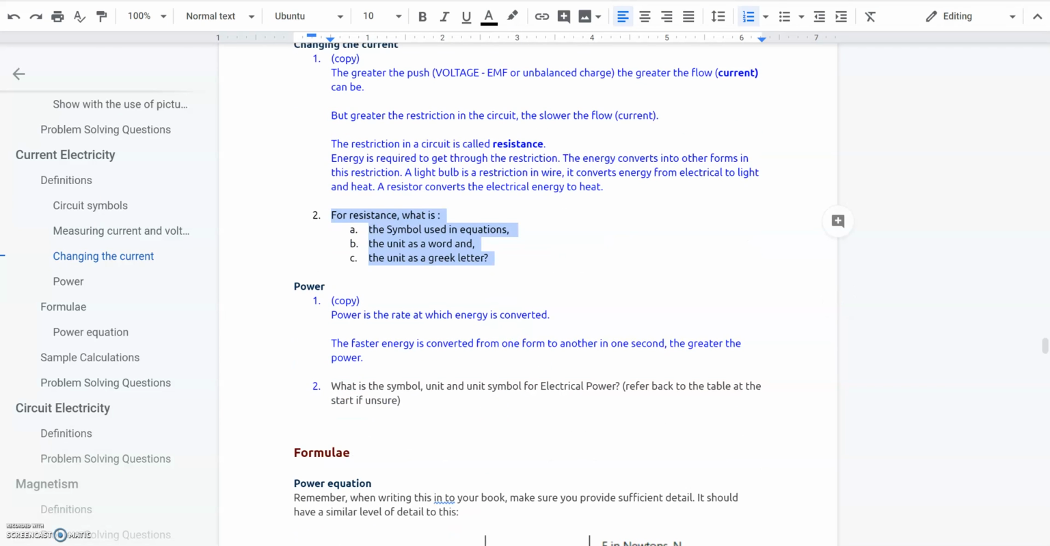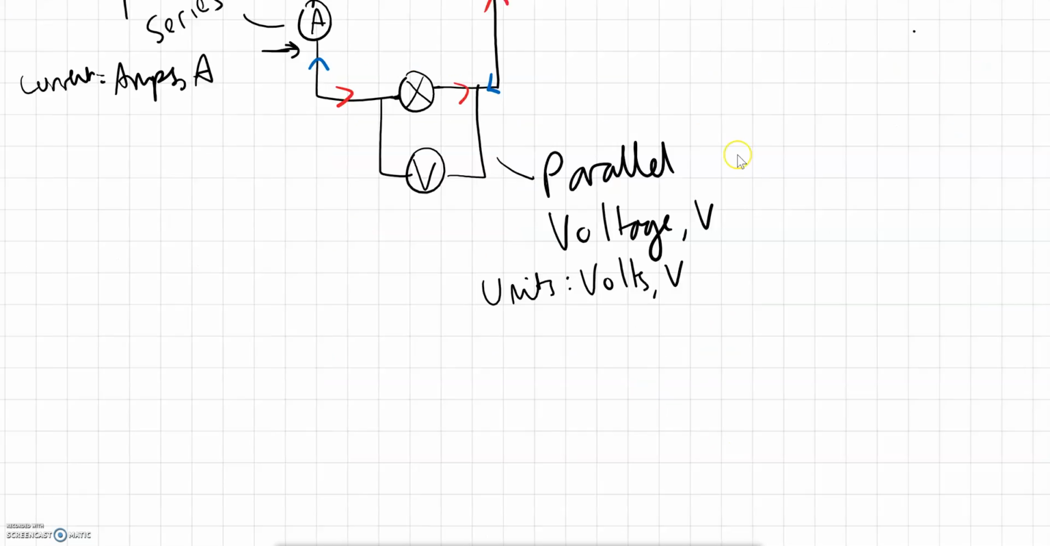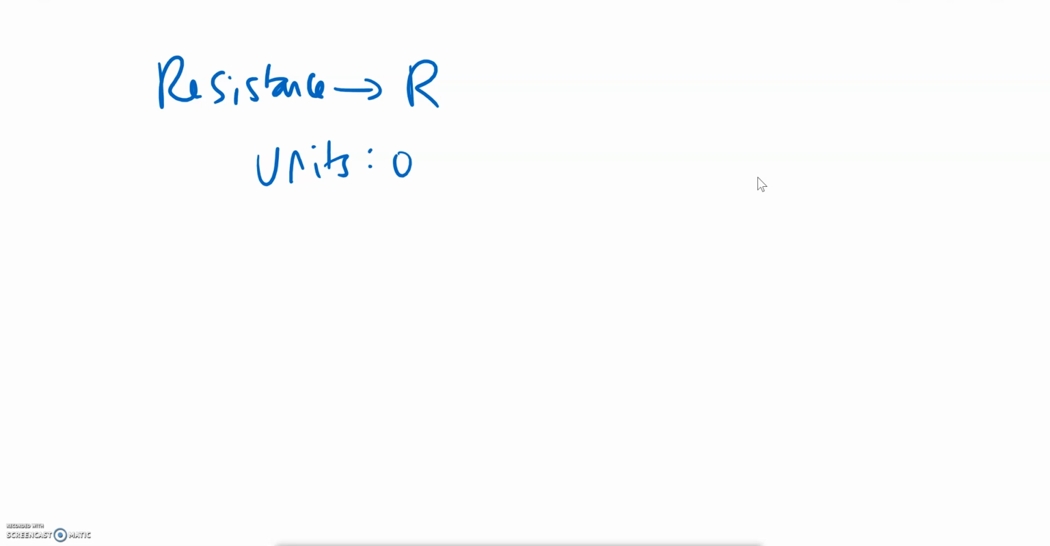For resistance, we need to know what the symbol is, the unit, and also the symbol for the unit. So resistance is kind of a measure of how much sort of obstruction there is to the flow of electrons. And we use the symbol R to represent resistance. The units, which I do like, a cool one, they're called ohms, and they have the Greek symbol omega, which looks like that.